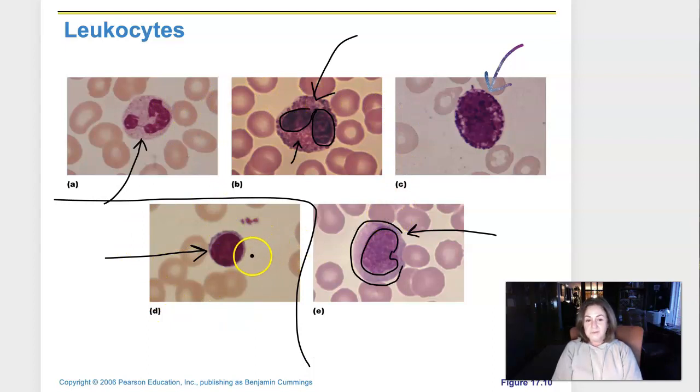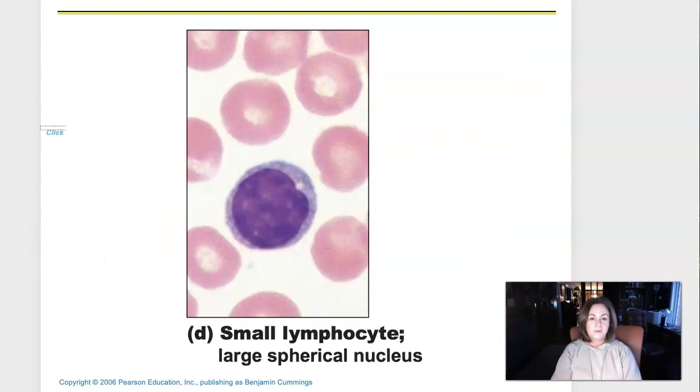There are many different types of lymphocytes. Lymphocytes make up about 25 to 33% of the white blood cell population. Here's the picture in our book. You can usually see that halo of cytoplasm around a pretty round nucleus. They're easy to find. And as I mentioned, there are many different types of lymphocytes.